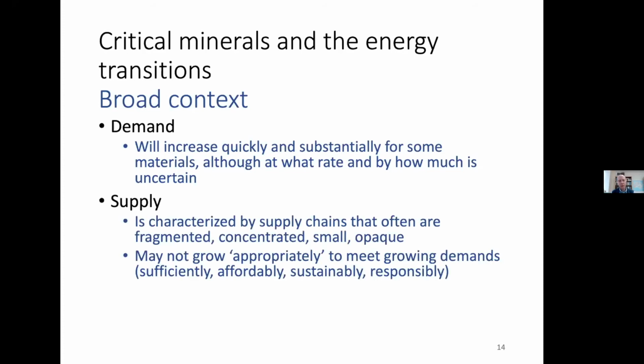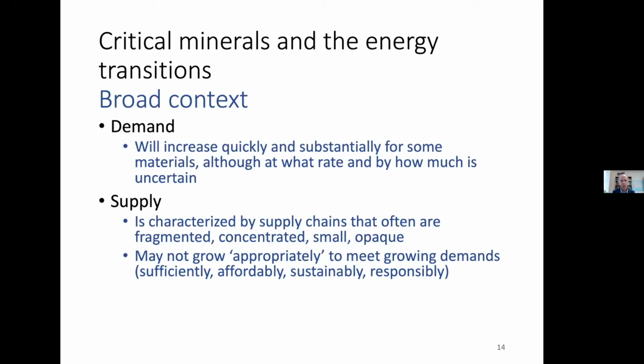Supply, if we're thinking about rare earths for magnets in the state-of-the-art electric motors or lithium or other battery materials, we often have supply that is characterized by supply chains that are fragmented, concentrated, small, and opaque. And the concern clearly is that supply may not grow appropriately to meet growing demand. And I use the word appropriately quite specifically to encompass 4 related but somewhat different things.